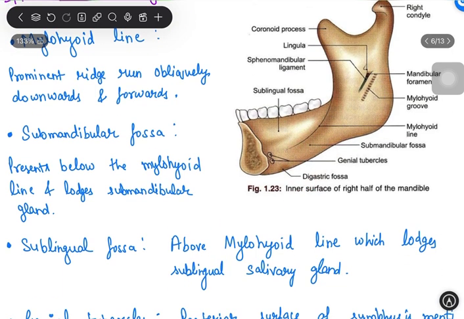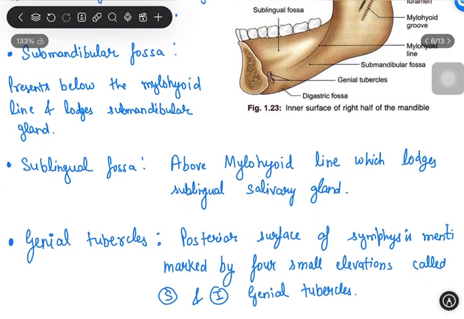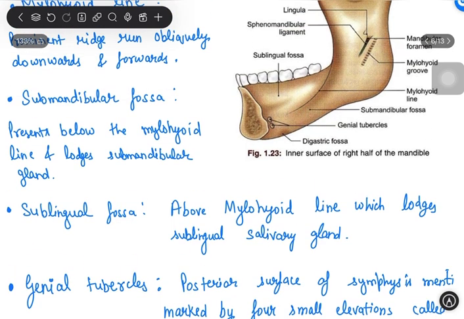Now, the second is the submandibular fossa. The submandibular fossa is present below the mylohyoid line and lodges the submandibular gland. As per the name, you can see the submandibular fossa consists of the submandibular gland. Here in this diagram, you can see the submandibular fossa, and it is below the mylohyoid line. And third is the sublingual fossa. It is present above the mylohyoid line, which lodges the sublingual salivary gland.